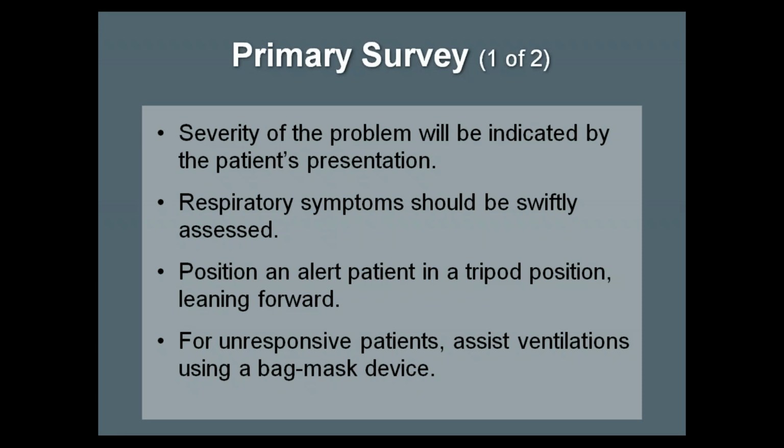Unresponsive patients, we've got to get ventilations using a bag mask, a BVM. And if we are to the point where they're unconscious, then we'll probably have a respiratory compromise or cardiovascular compromise with the hypotension, with the systemic response. And we have a lot of work to do in really short order.